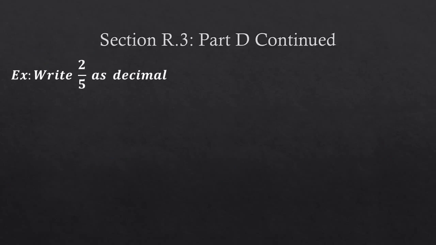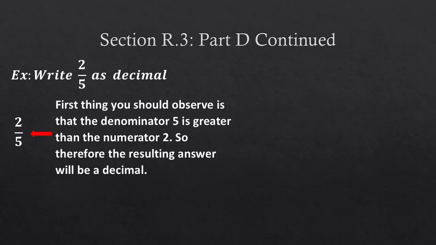Write 2/5 as a decimal. First thing you should observe is that the denominator 5 is greater than the numerator 2, so therefore the resulting answer will be a decimal. So we'll take this back to old-fashioned division, and we'll take 5 and divide it into 2, or 2.0. Now 5 does not go into 2, so that gets a 0, and 0 times 5 is 0, and 0 from 2 leaves 2. Bring your decimal up as well as bring your 0 down.